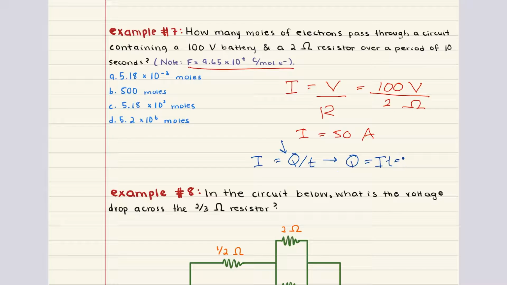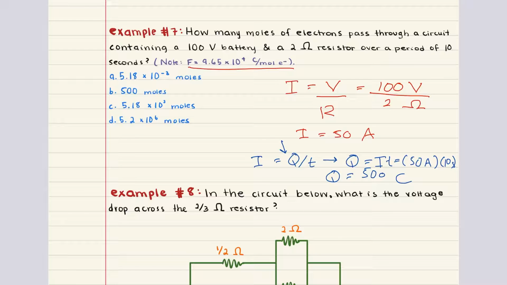We have both of these variables. Current we calculated to be 50 amperes, time is 10 seconds. This gives us a charge of 500 coulombs. So a total of 500 coulombs of charge flows through the circuit over 10 seconds.